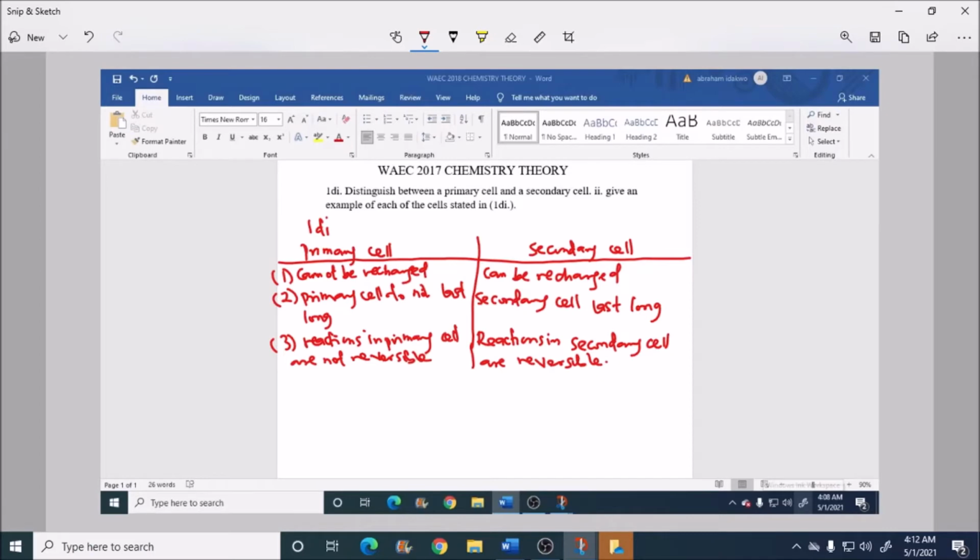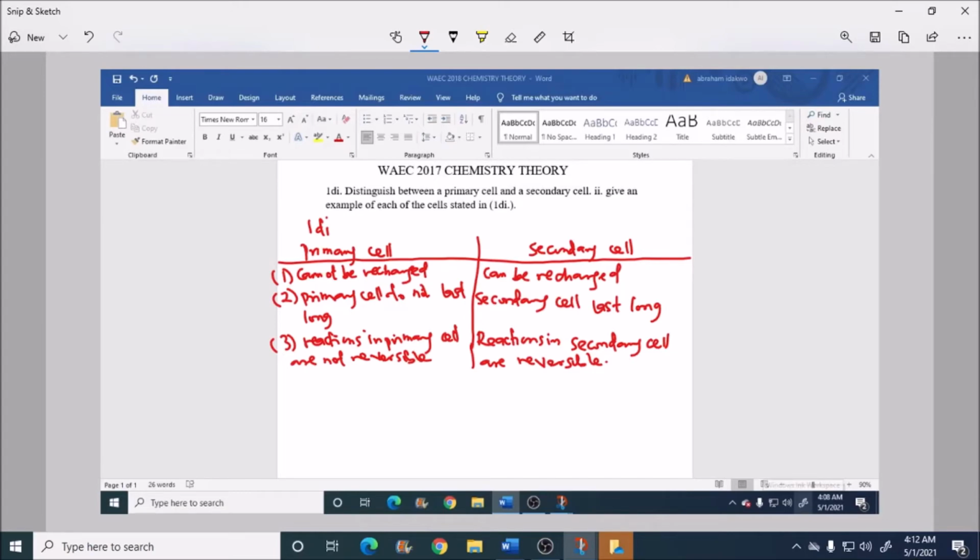So these are the 3 given. Number 1, primary cell cannot be recharged, while secondary cell can be recharged. Primary cell do not last long, while secondary cell last long. Then reactions in primary cell are not reversible, while reactions in secondary cells are reversible. So these are the 3 distinctions between primary and secondary cells.